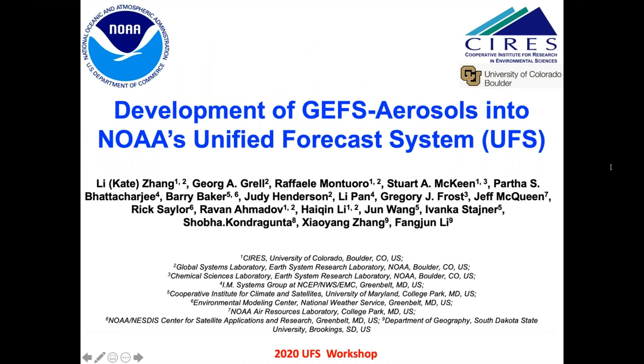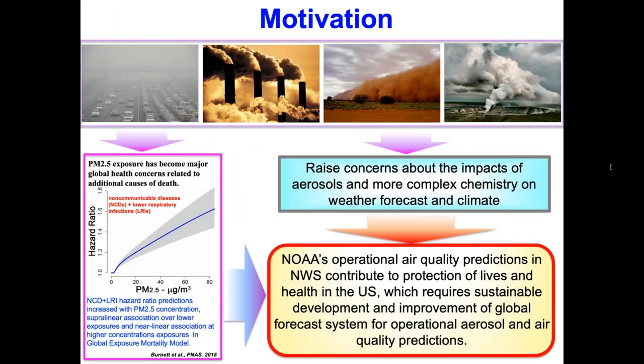Good morning, everyone. Today I would like to talk about the development of GEFS-Aerosols into NOAA's Unified Forecast System. First of all, I would like to acknowledge all of the co-authors for their efforts and input in developing this model. It is well known that air pollutants come either from anthropogenic activity or from natural sources such as dust storms or volcanic ash. They play an important role in impacting human beings. A lot of studies have shown that PM2.5 exposure has become one of the major global health concerns related to additional causes of death.